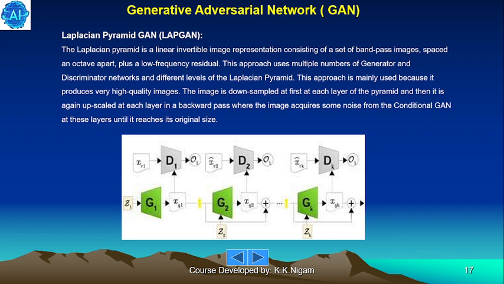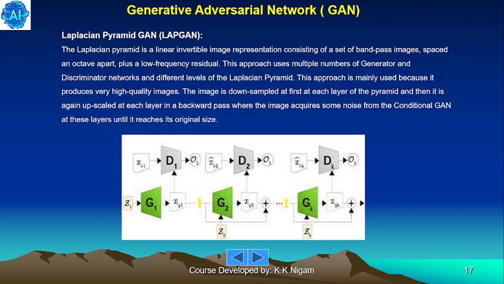Laplacian pyramid, that is LAPGAN. The Laplacian pyramid is a linear invertible image representation consisting of a set of band-pass images, spaced an octave apart, plus a low-frequency residual. This approach uses multiple generator and discriminator networks at different levels of the Laplacian pyramid. This approach is mainly used because it produces very high quality images.